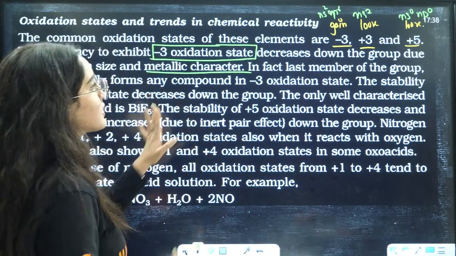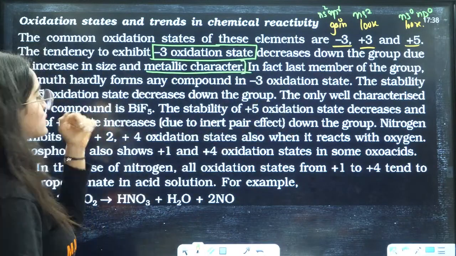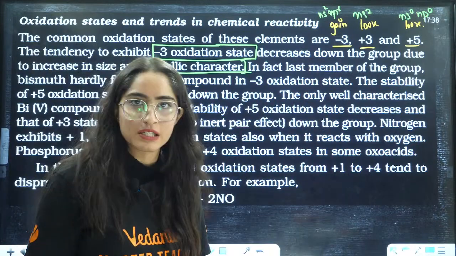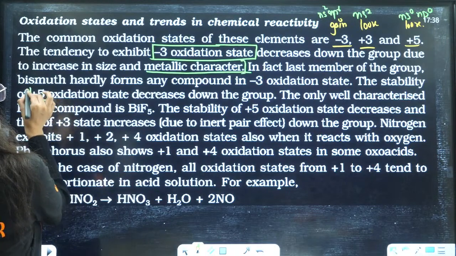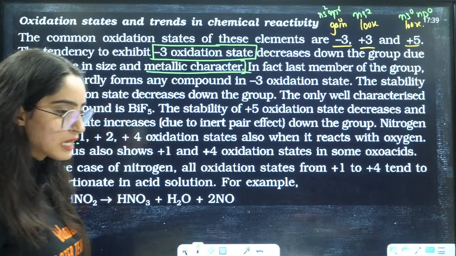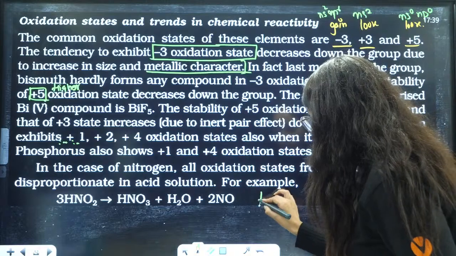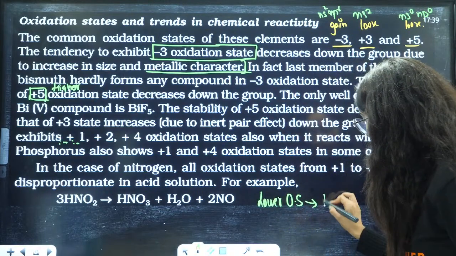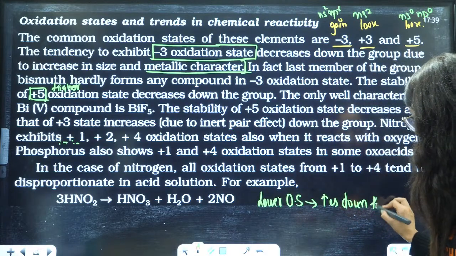Okay, right? This is a very important thing. In fact, the last member of the group, bismuth, hardly forms any compound in the minus 3 oxidation state. The stability of plus 5, this is the higher oxidation state. As I told you, always remember this one thing: the lower oxidation state's tendency increases down the group, always, in all the groups.